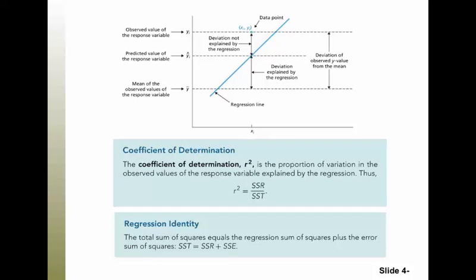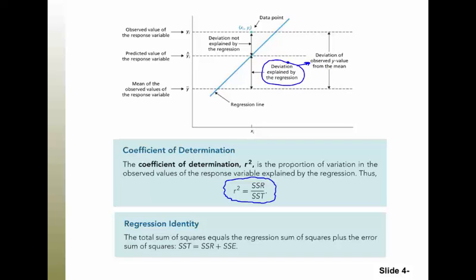Okay, and so then, that being said, we have this thing called the coefficient of determination. R squared is the proportion of the variance of the observed values of the response variable explained by the regression. That is, it's our SSR divided by SST. So now we're saying, what proportion is this deviation of the total? And that's what we just said. The more of this deviation that's due to the regression, the more we're saying that x variable is predicting the y variable.